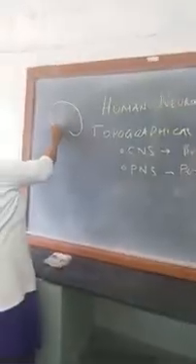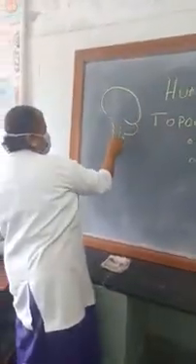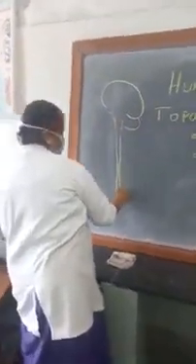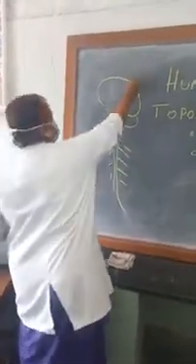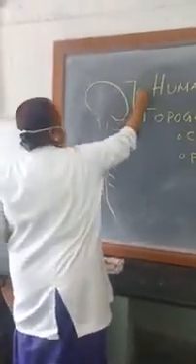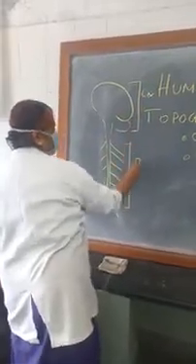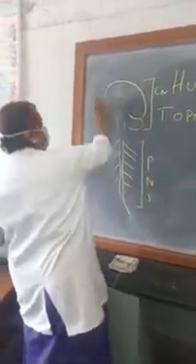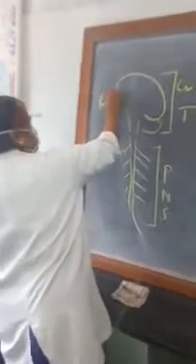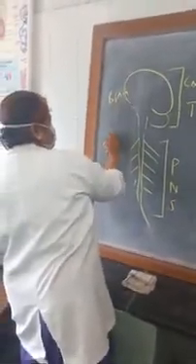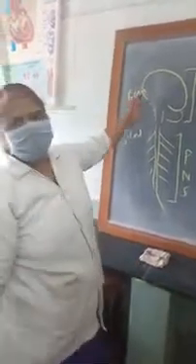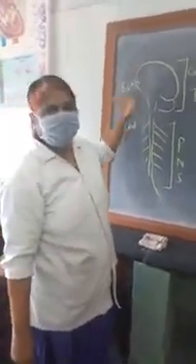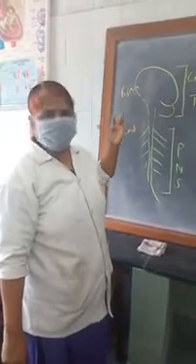So let us draw the diagram. This portion is called the central nervous system and this portion is called the peripheral nervous system. This is your brain and this is your spinal cord. Now the brain has three parts. You must already know this: forebrain, midbrain and hindbrain.